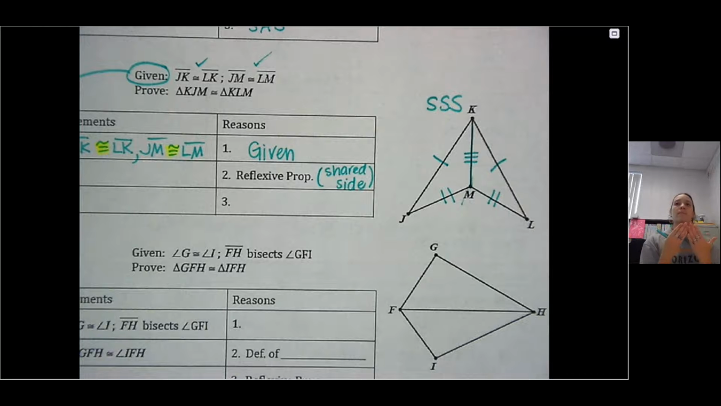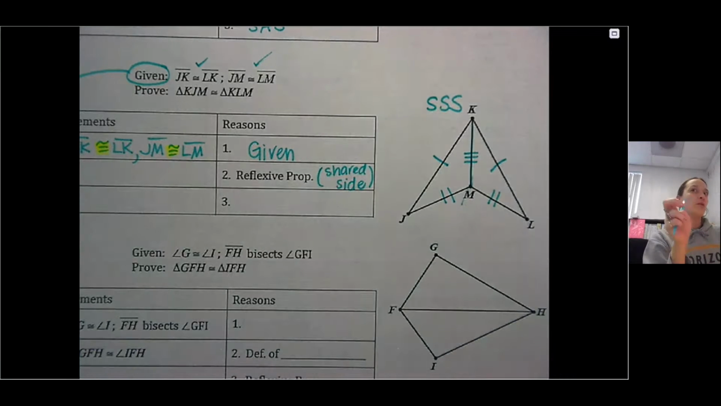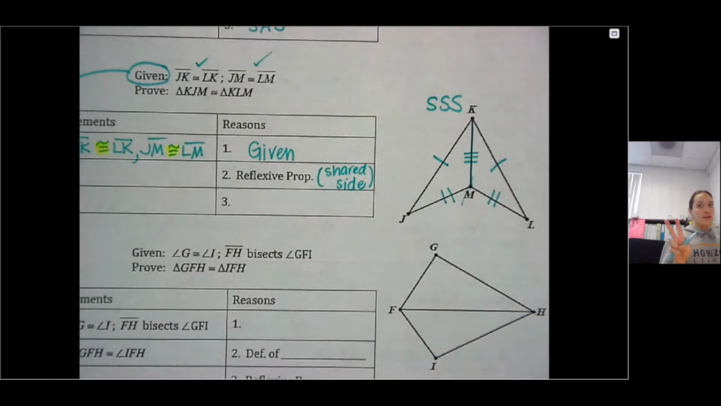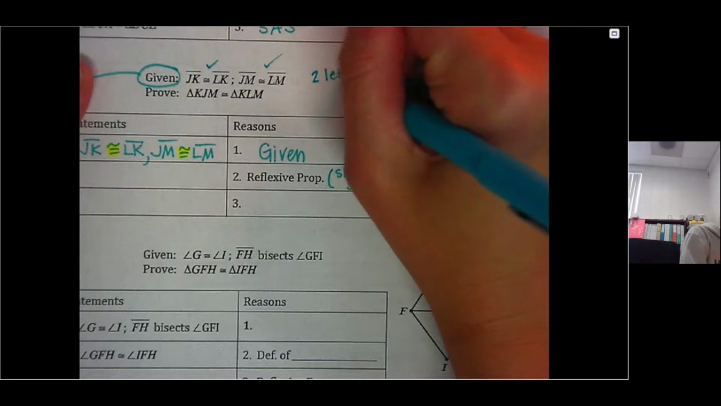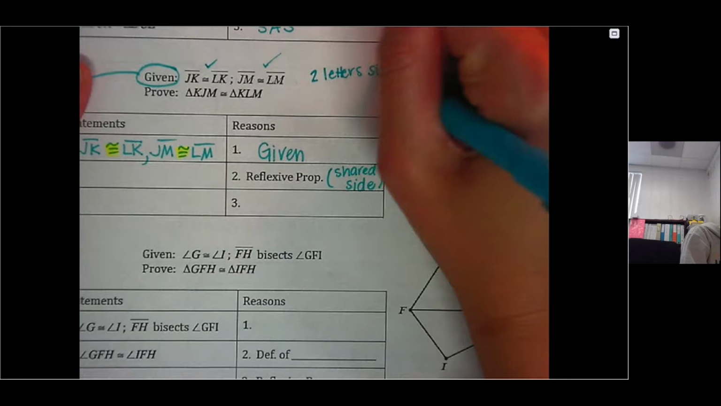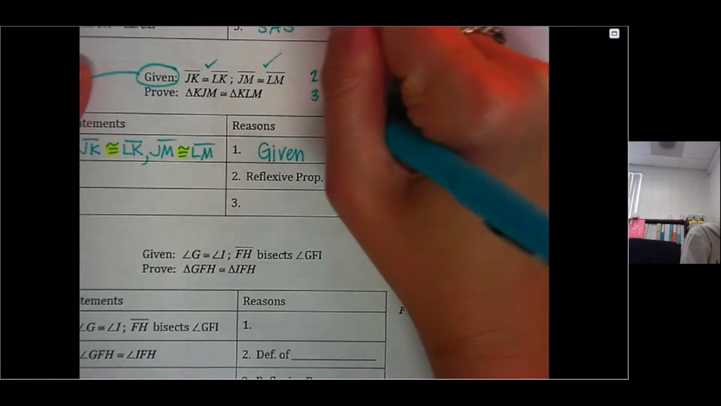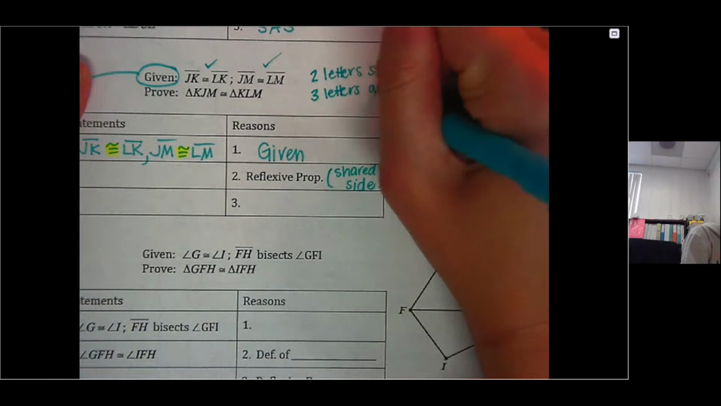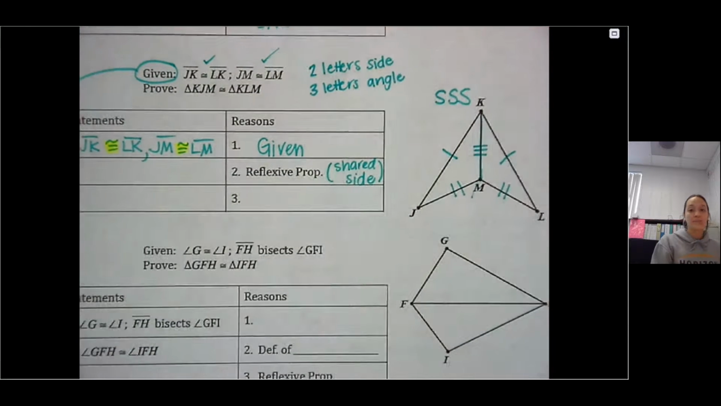Yes? Didn't you say we have to use 3 letters to like... 3 letters is an angle. 2 letters is for a side. Maybe we would put that down somewhere. 2 letters is a side. That's a good point. And then 3 letters is an angle. That's a really good point.